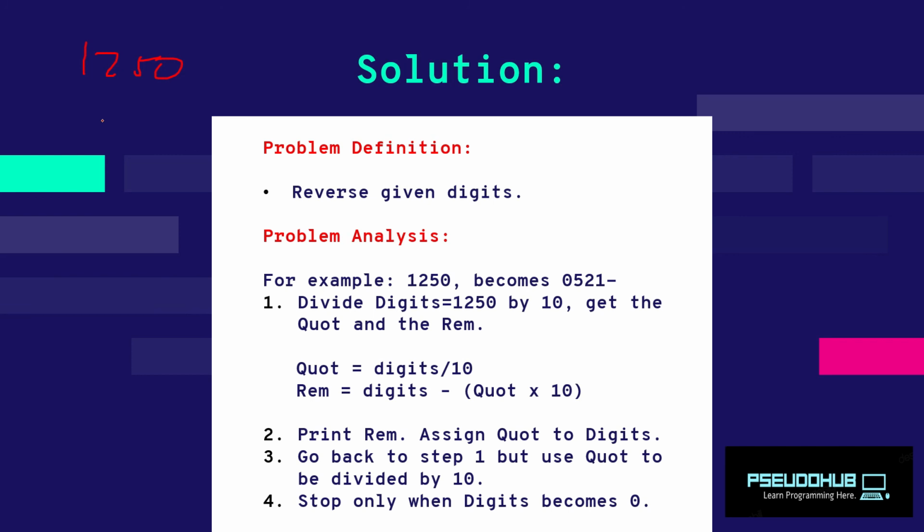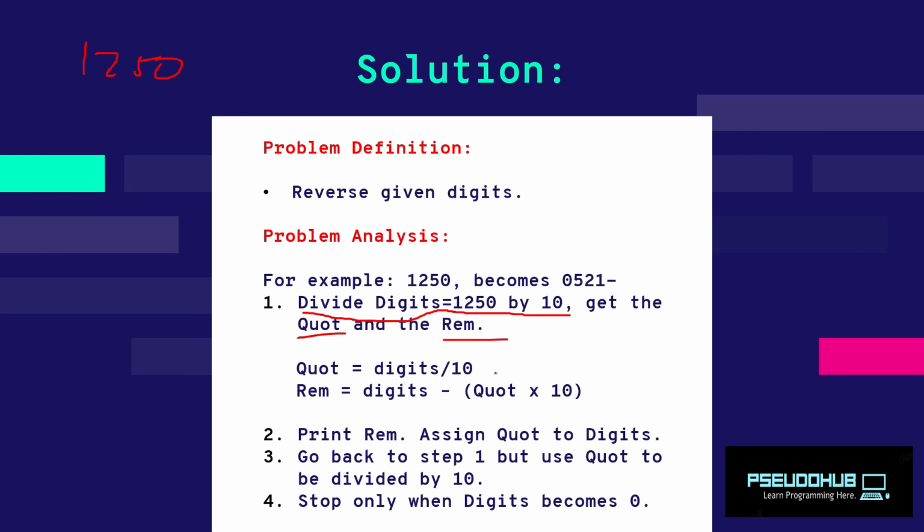And since we keep dividing by 10, repeatedly dividing by 10, meaning we'll have to use a loop. We'll have to repeat a statement a couple of times, right? So we will make a loop, and we will make a solution. So the first solution here is, like I've mentioned, we have to divide the digit by 10. For example, the given digit is 1,250. We divide it, and then we get the quotient and the remainder. It's very important to get both the quotient and the remainder.